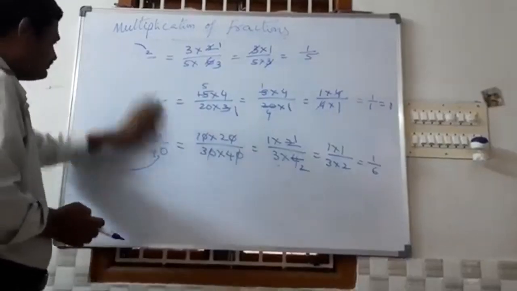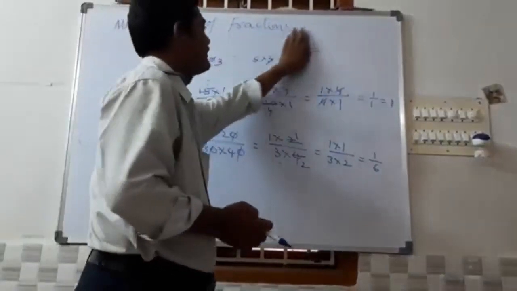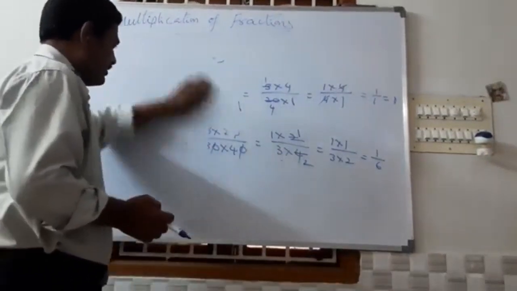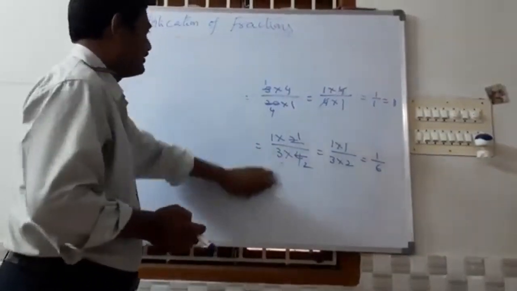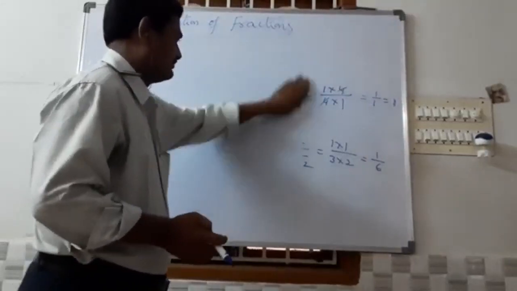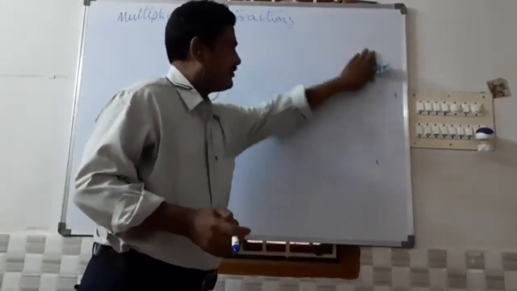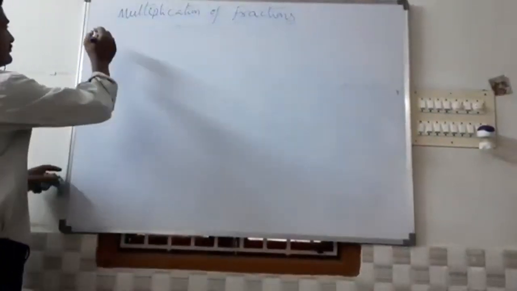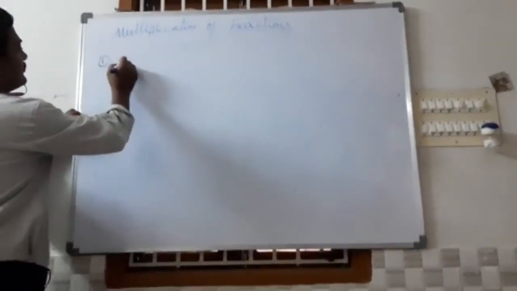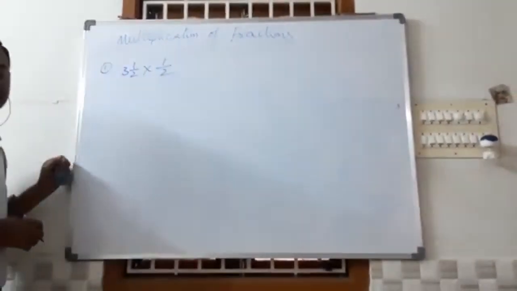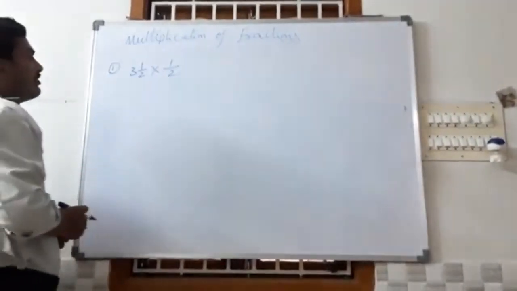Now let us go to another model: mixed fraction and proper fraction. We want to multiply 3 1 by 2 into 1 by 2.